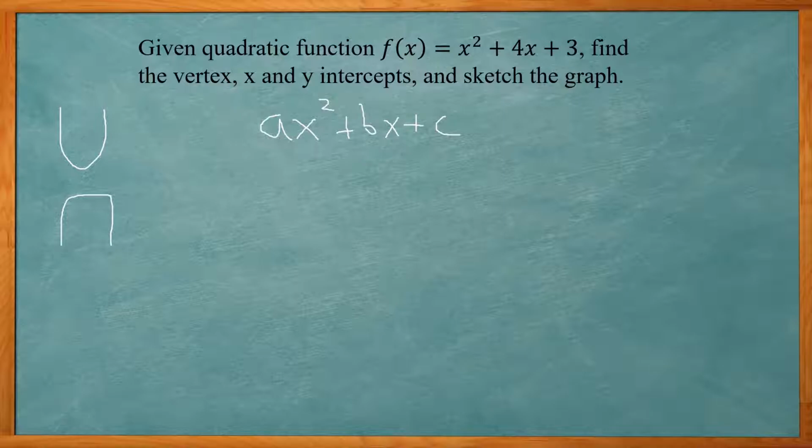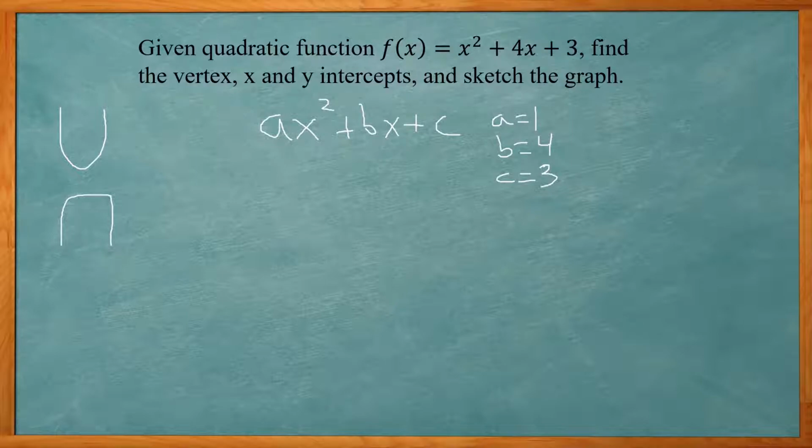Alright, so in our case here we have a is 1. That's the coefficient of the x squared. B is 4, the coefficient of the x. And c is 3. That's just the constant term.